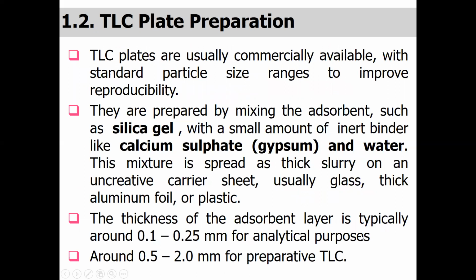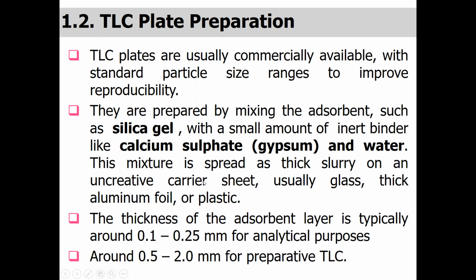Okay, this is basically a sequence of how we prepare the TLC plate. As I mentioned previously, we generally use a commercially available plate, but if we do not have a commercially available plate, these plates can be prepared in our lab as well. For example, we can use silica gel and mix it with a binder like calcium sulfate and water, and it can be spread as a slurry on a glass sheet or aluminum foil or plastic foil.